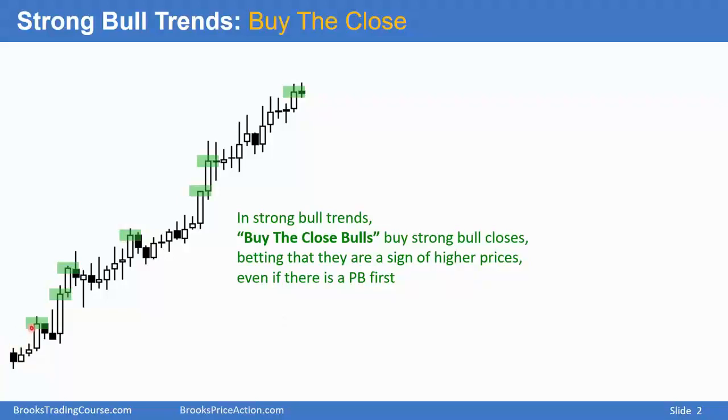3 consecutive bull bars, traders will buy the close, buy the close, buy the close. They'll also buy the first bear close. They'll also buy below bars. They'll also buy above bars. But I'm talking specifically here about buy the close.